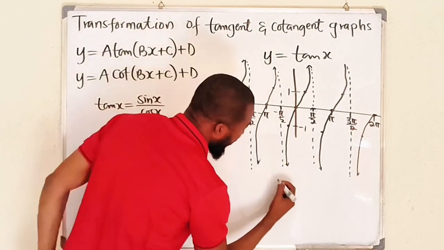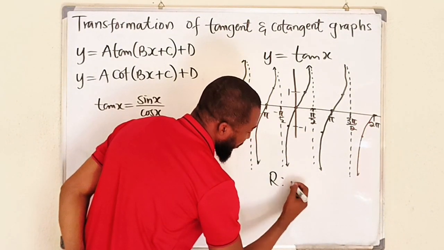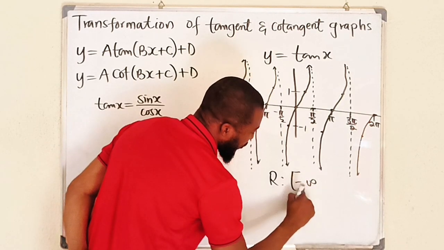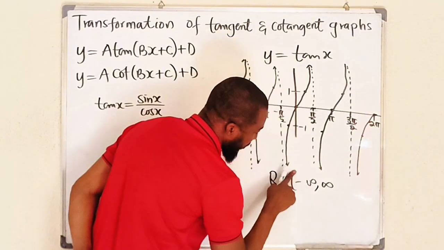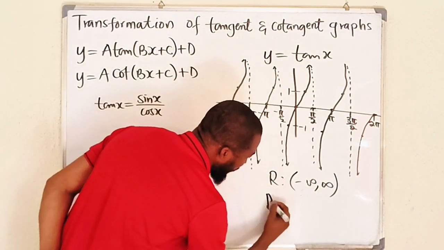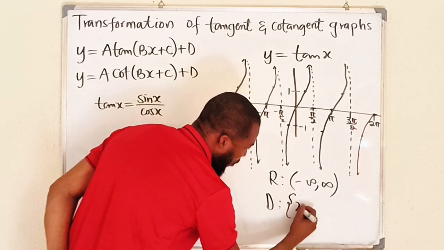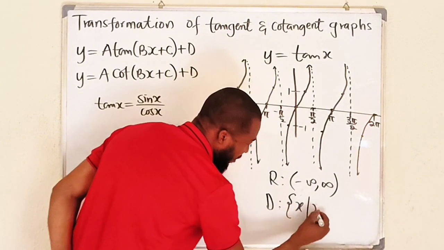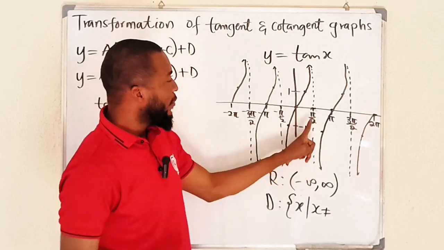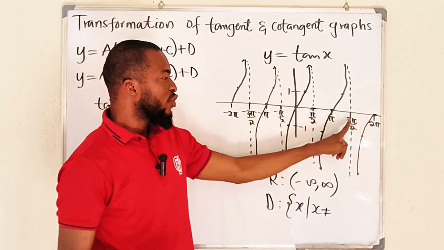So let me see if I can write it here. The range, okay, let me say from negative infinity to positive infinity. This is the range. But for the domain, you see we have some restriction. It is the set of all real numbers x such that x can never be equal to any of the vertical asymptotes. We have one here, which is pi over 2. Then we have 3 pi over 2.